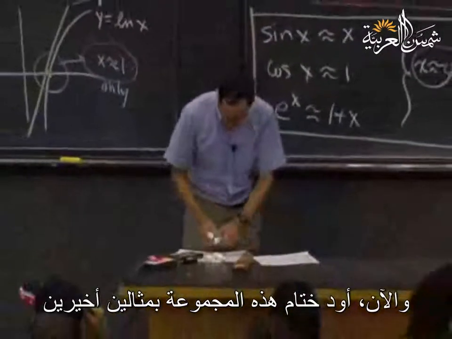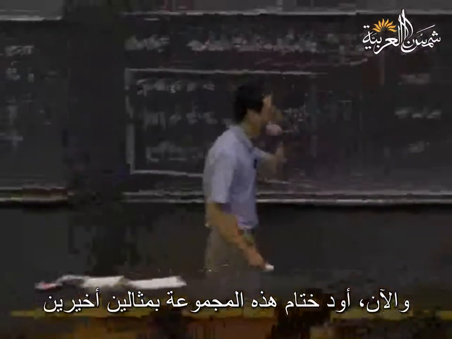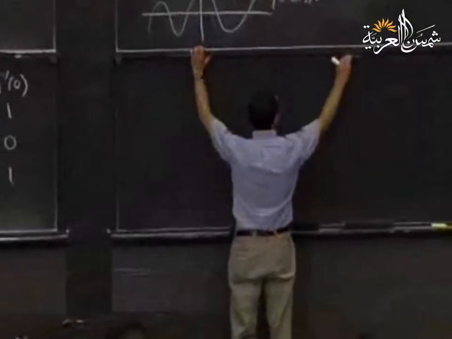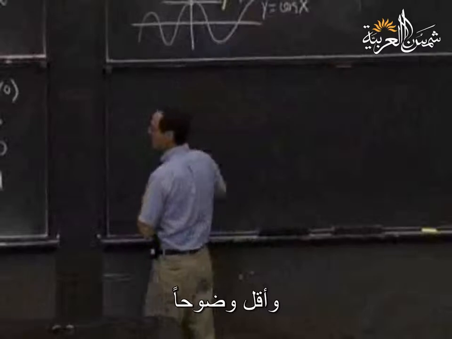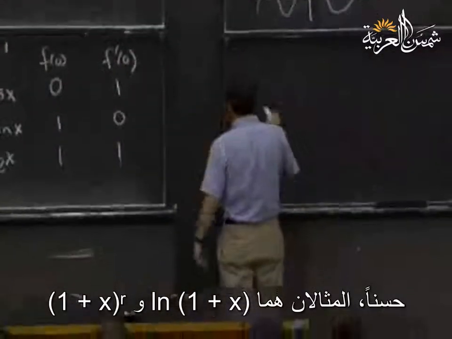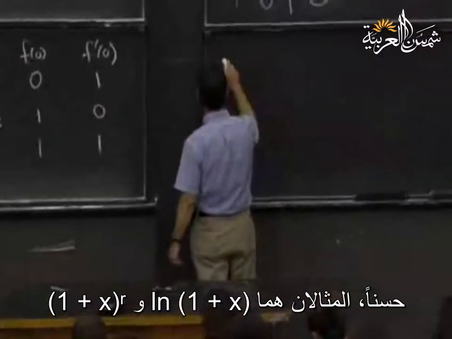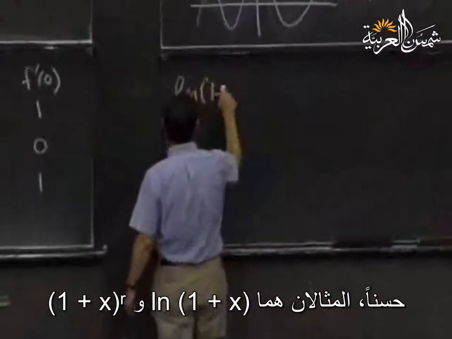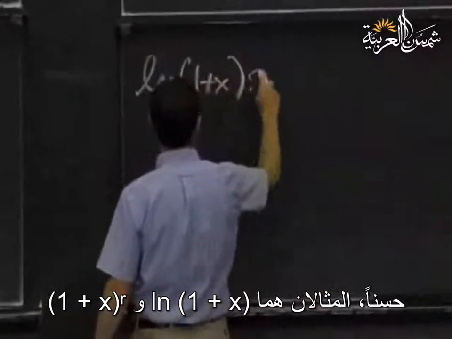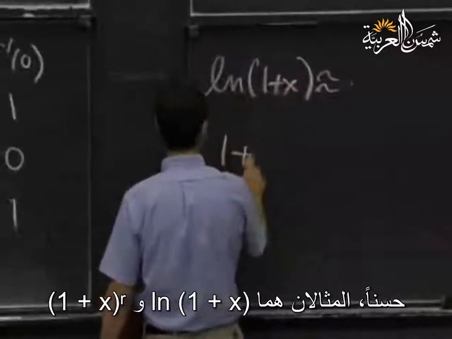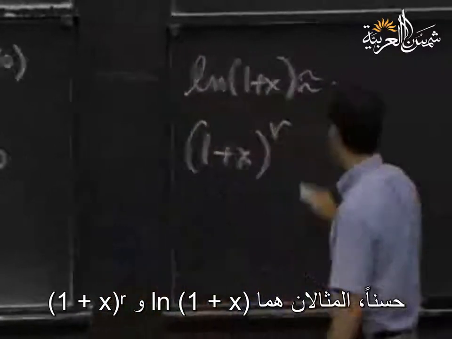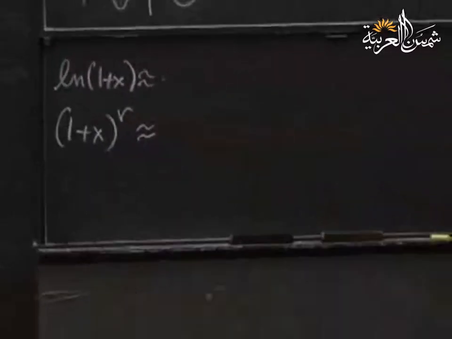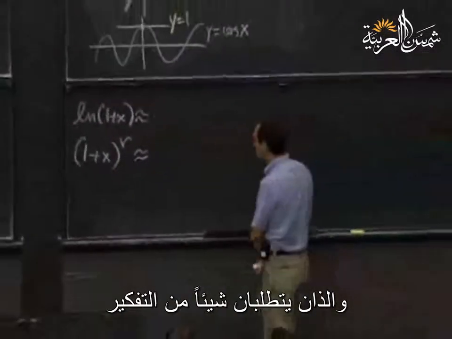Now I need to finish the catalog with two more examples, which are just a little bit more challenging and a little bit less obvious. So the next couple that we're going to do are log of 1 plus x and 1 plus x to the power r. These are the last two that we're going to write down and that you need to think about.